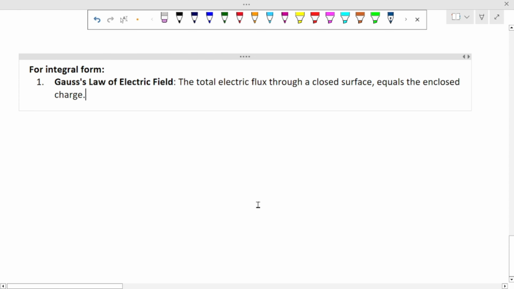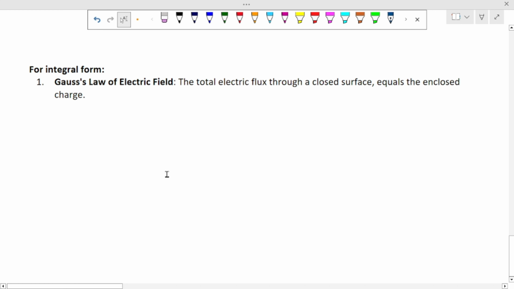So in this video, we are going to do the integral form of Maxwell's equations. In the previous video, we did the differential form, which is the point form of Maxwell's equations. So we've handled all four equations in differential form. This video we are going to handle the four equations again, but in integral form.